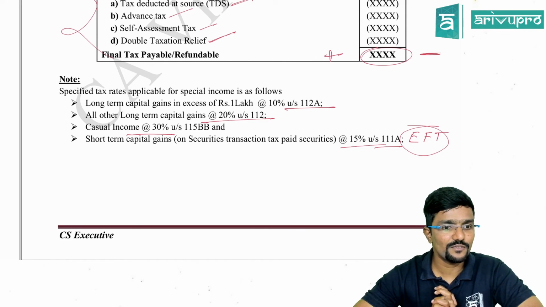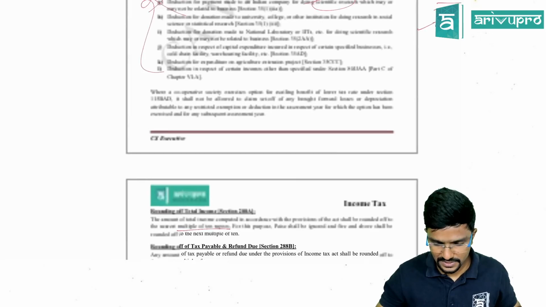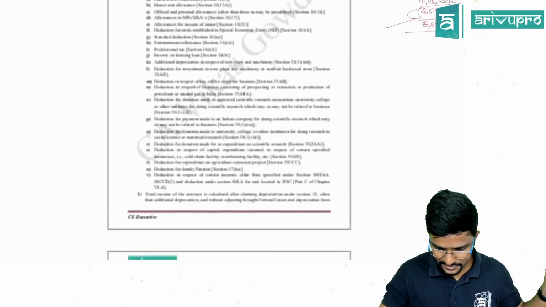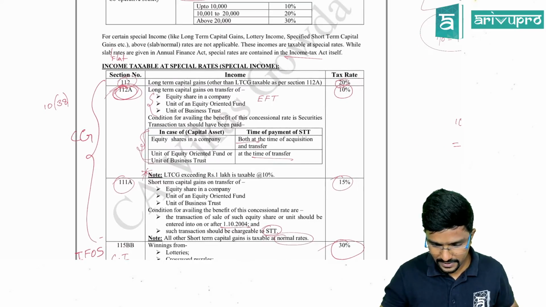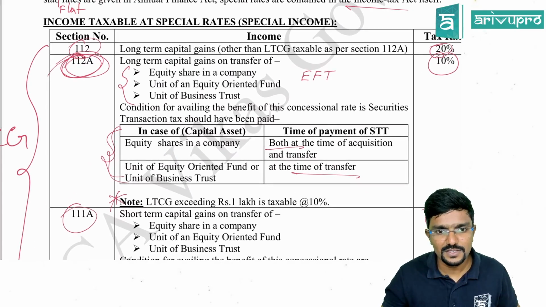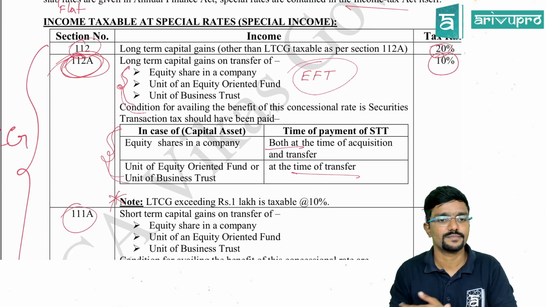Fine. Sir, full form of EFT. I gave this short form, no? That is equity shares, the equity oriented fund, and units of business trust. Clear? We have given it here. Just a second for those who still have confusion. Come to the special income part. Here I have given. So for these three assets, whichever is mentioned in bullet point, in short we call it EFT.